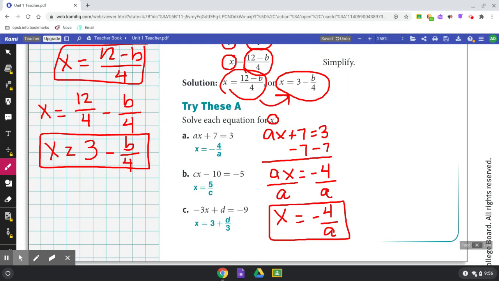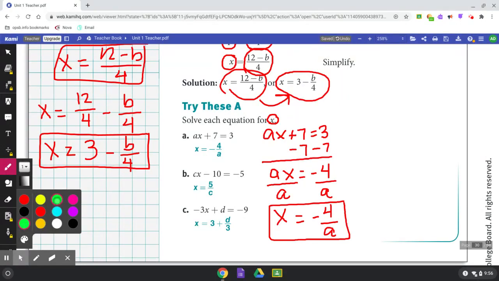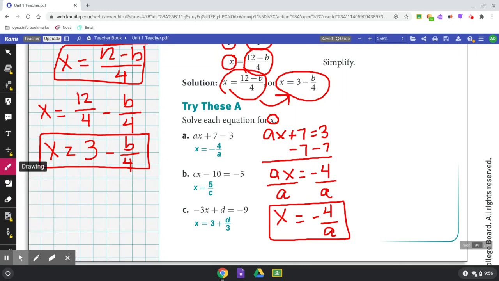Okay, so that was A. Now I'm going to change my colors and I'm going to do B. Ooh, I like this lime green. I haven't written in lime green yet. Let's see if that shows up. All right, so now we've got CX minus 10 equals negative 5.